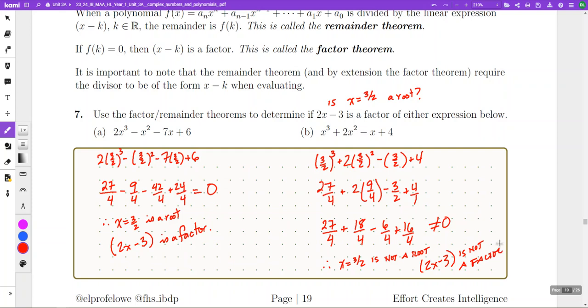So that's using the factor theorem and the remainder theorem to determine if a linear factor is a factor of a particular expression that is a polynomial.